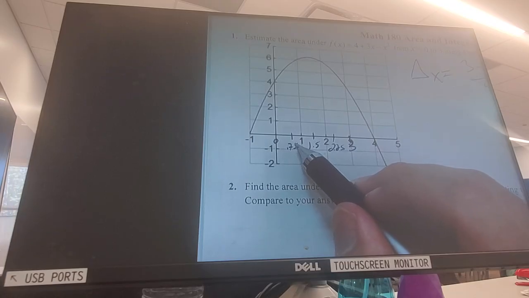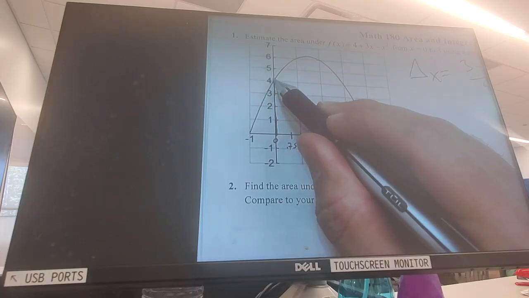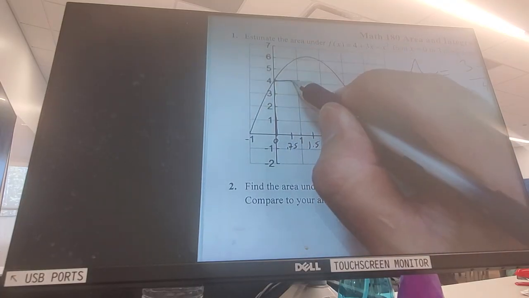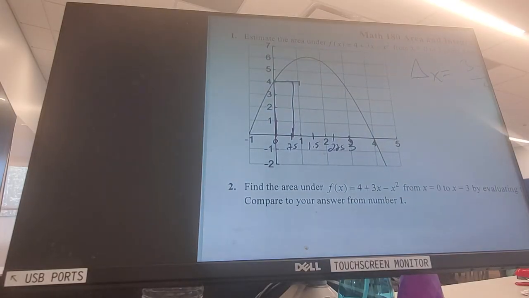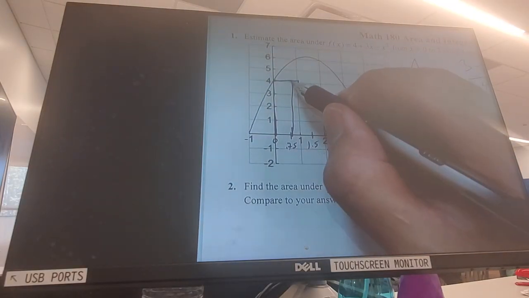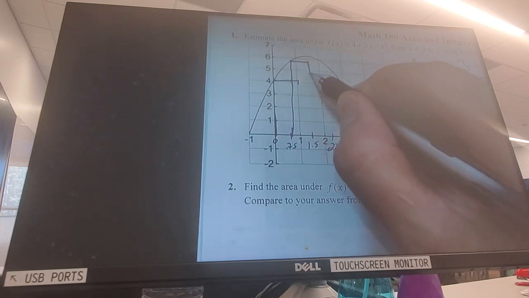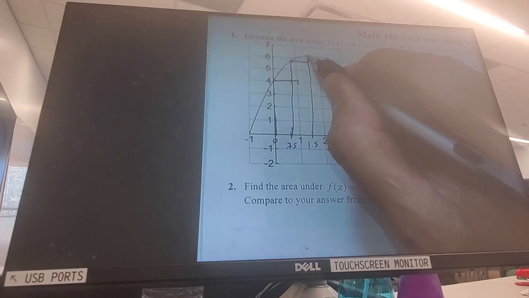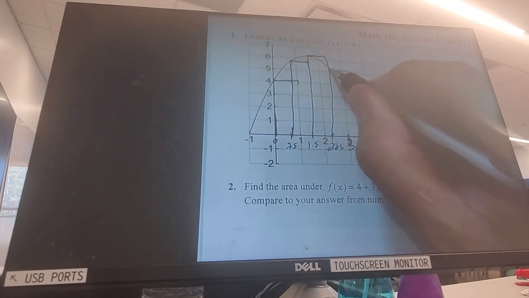How tall will it be? This one you can tell me exactly. The first rectangle, how tall will it be? 4, yeah. Because it's the left endpoint, so it's going to be the left output. There we go. And then the next one is going to be as tall as whatever the output is for 0.75. The next one's going to be the output for 1.5. And the last one will be the output for 2.25.